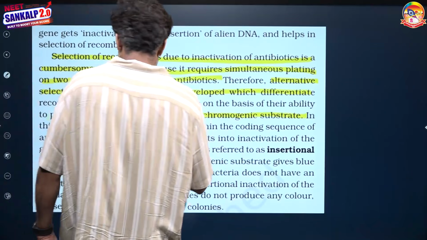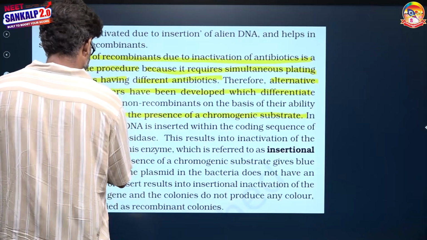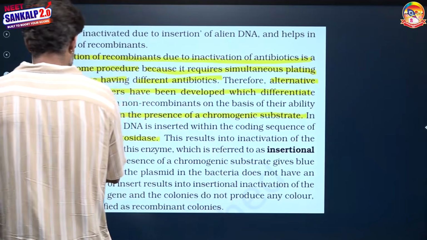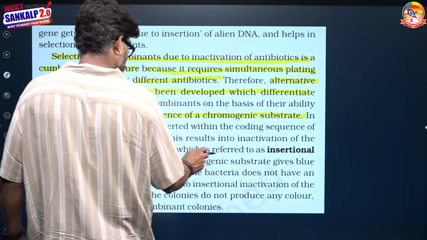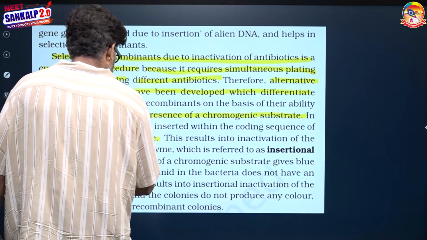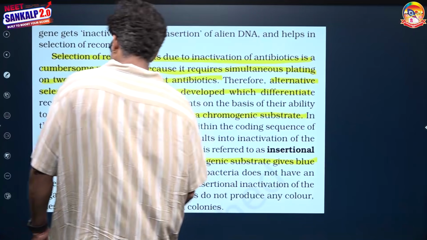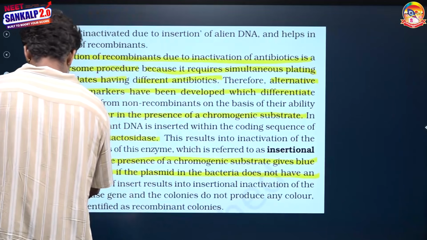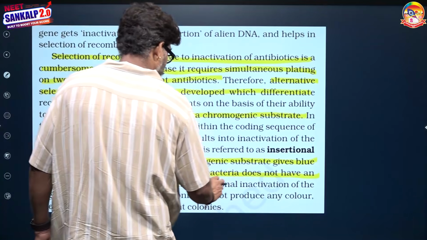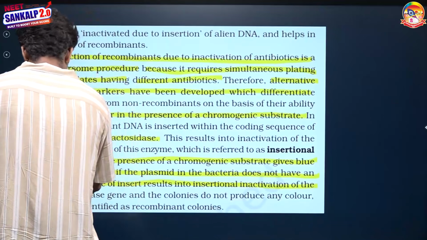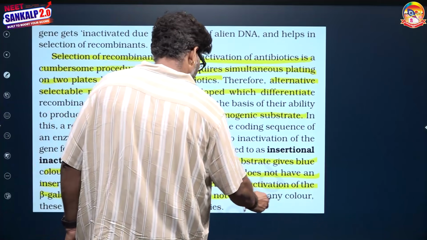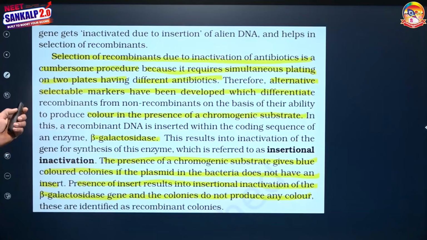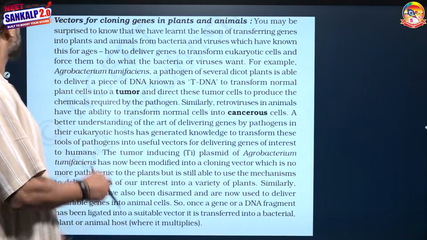This results in the inactivation of the beta-galactosidase gene, the synthesis of this enzyme is inactivated, which is referred to as insertional inactivation. The presence of a chromogenic substrate gives blue colored colonies if the plasmid in the bacteria does not have an insert. Presence of the insert results in insertional inactivation of the beta-galactosidase gene, and therefore the colonies do not produce any color and are identified as recombinant colonies.